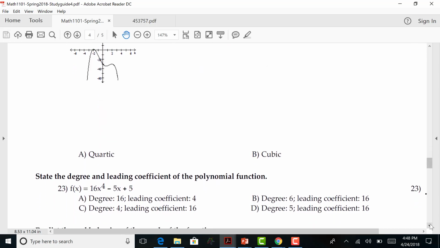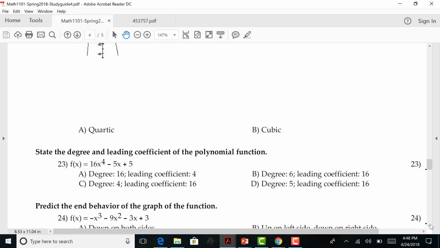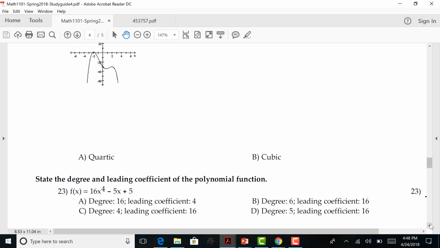All righty. Number 23, you have an equation at the bottom of the screen. It says state the degree and the leading coefficient. The leading coefficient always sits in front of whatever has the highest degree. What's the degree? 4. What's the leading coefficient? 16. Now, could they have written that equation in a different order? Yeah. Should you expect it to be in a different order? Yes. So I could have put the 5 first, and then the minus 5x, and then the 16x to the 4th power. So don't get tripped up because it's not in the right order.